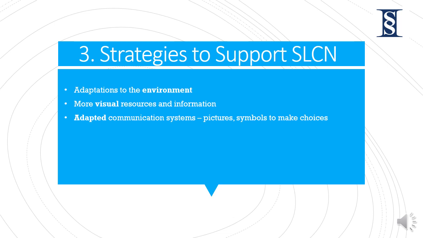In more extreme cases, there might need to be an adapted communication system, perhaps at first or as an intervention. So where the young person is using pictures and symbols more, and it might be starting at the level of just making choices and then moving on to communicating using pictures and symbols, and then hopefully developing onto using language.